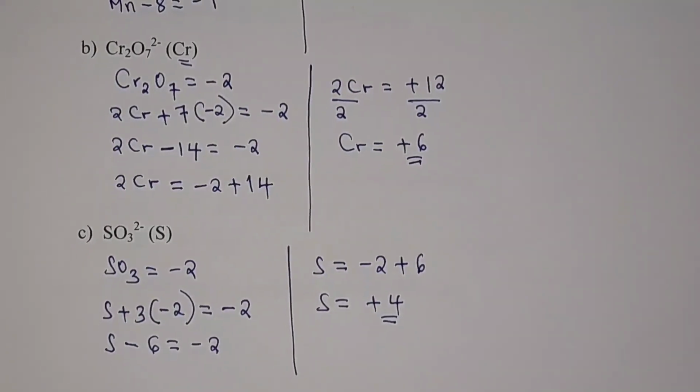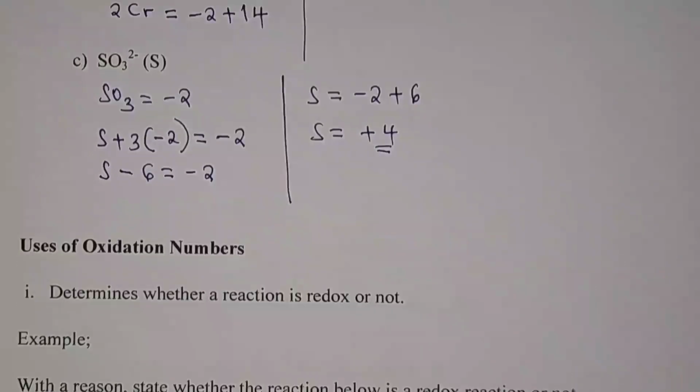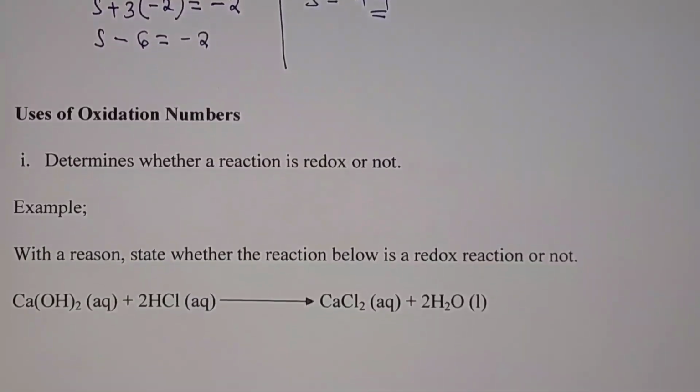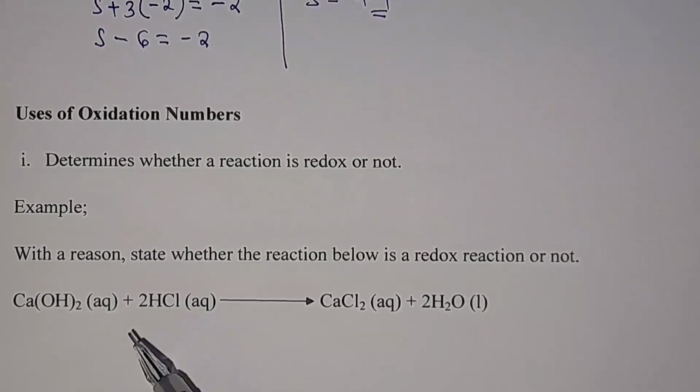Thereafter, we are going to go to uses of oxidation numbers. The first use of oxidation number is it determines whether a reaction is a redox or not a redox reaction. Example, we are told, with the reason, state whether the reaction below is a redox reaction or not. So we are having calcium hydroxide solution plus hydrochloric acid solution. We are going to get calcium chloride solution and also water. So this reaction is a neutralization reaction.